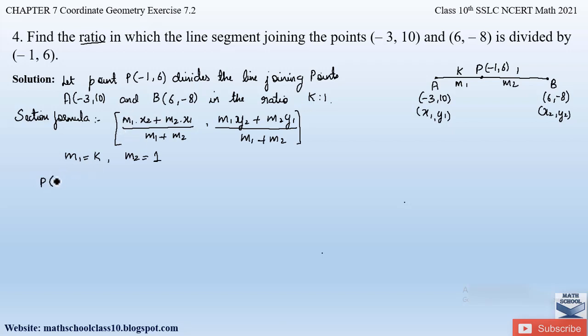So point P, that is (-1, 6), is equal to the value of m1 is k into x2 is 6 plus m2 is 1 into x1 is -3 divided by m1 plus m2, that is k plus 1. The y coordinate part will be m1 is k again into y2 is -8 plus m2 is 1 into y1 is 10 divided by m1 plus m2, that is k plus 1. So here let us simplify further. So k into 6 will be 6k.